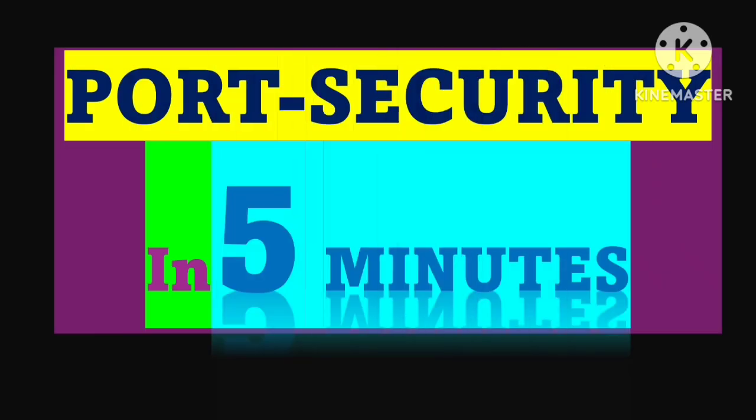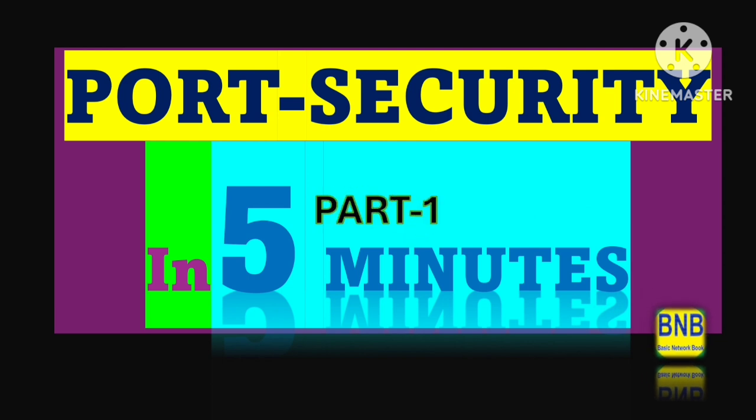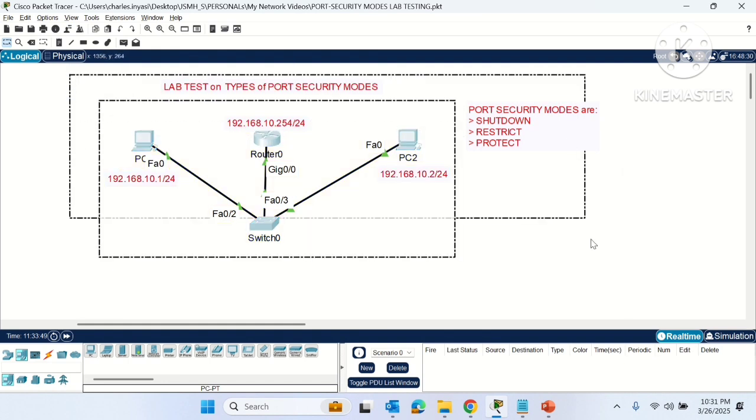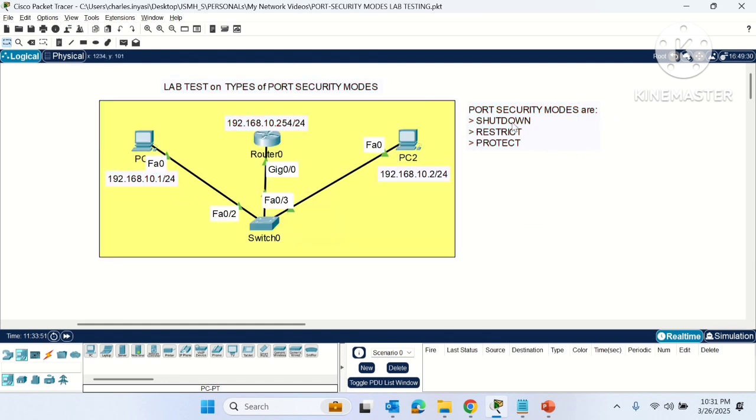Hello friends, welcome back. In this video, we are going to see port security and learn about violation modes in port security. There are three types of mode, as you know: shutdown, restrict and protect. And in this part 1 video, we are going to see shutdown mode. So you can see the network here which we are going to use.